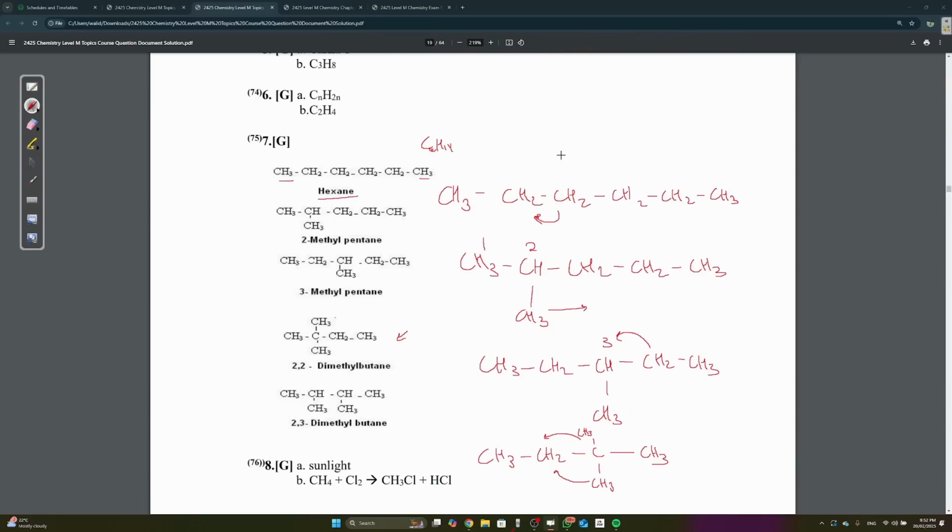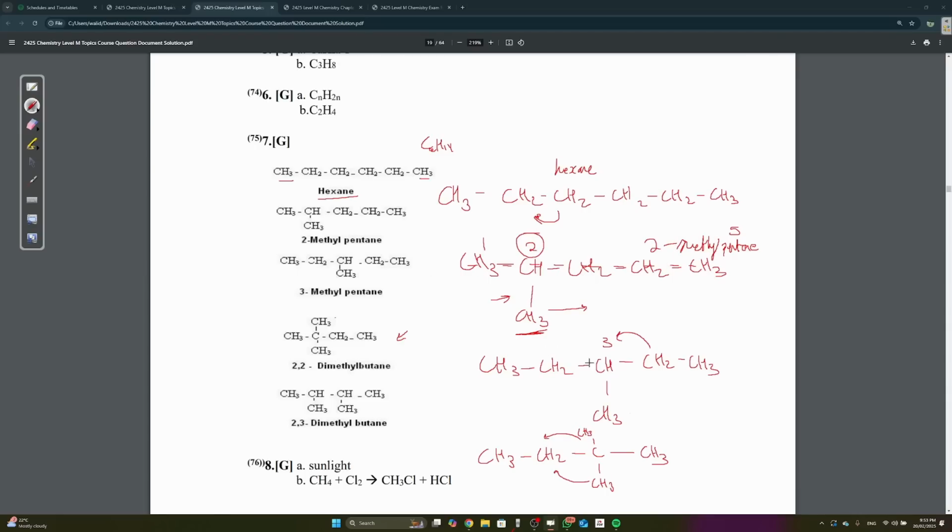Let's start with the first one. Well, the first one is obviously just hexane. Second one, you take the full chain. How many carbons are in it? 5 carbons. So it should end with pentane. On what carbon is your branch? It's on the second carbon. So you say 2 dash. And since it's 1 carbon in the branch, it's methyl.